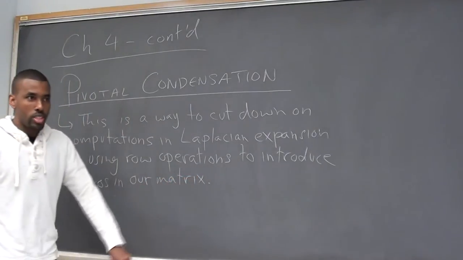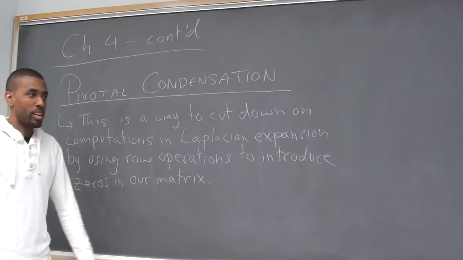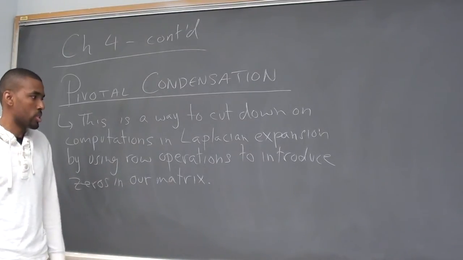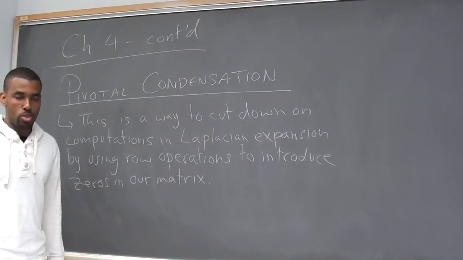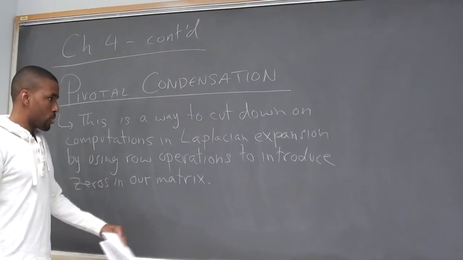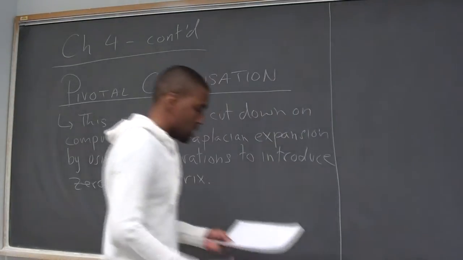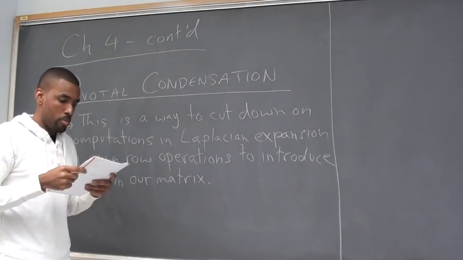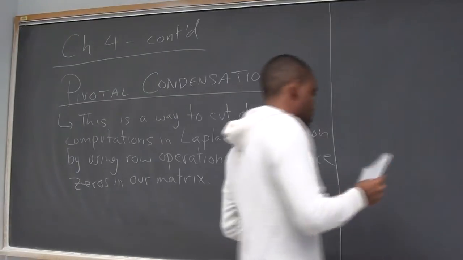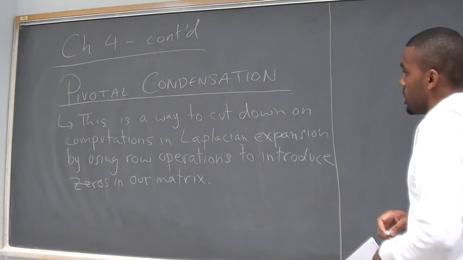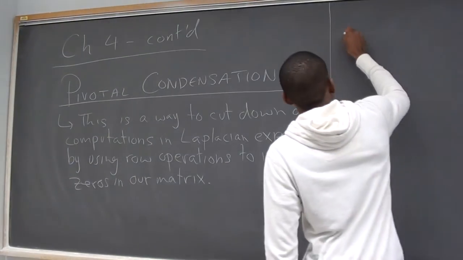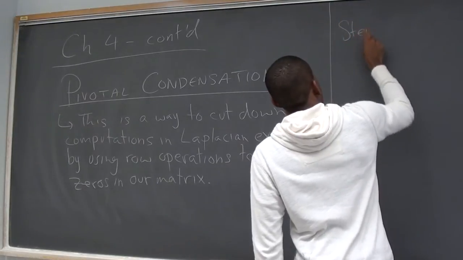Right? So zeros are good, right? So we like expanding along rows with a lot of zeros. Well, if there are no zeros, what we can do is do a bunch of row operations to get zeros. Of course, you have to be careful how we do this. It's not always the same, right? So first thing here, the steps.